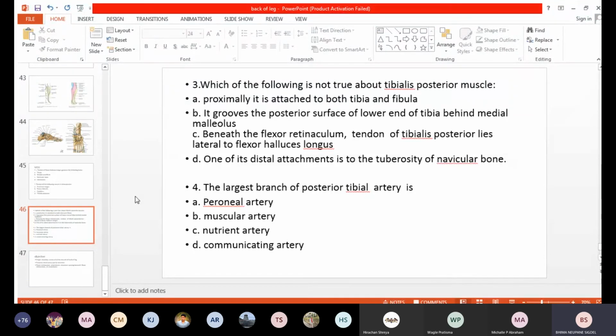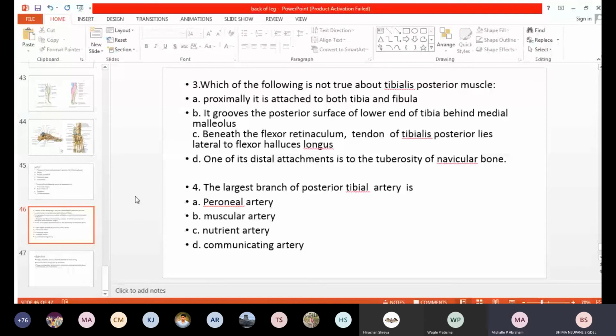Now you have to remember the structures passing beneath the retinaculum. So we have mentioned that from medial to lateral is the tendon of tibialis posterior, and then the flexor digitorum longus, and the artery, nerve and the flexor hallucis longus. So this is the wrong statement, right? Because the tendon of tibialis posterior is medial. So first, the most medial is the tibialis posterior tendon, then the digitorum, then artery, nerve, and the hallucis longus, the most lateral one. Okay, it's the wrong statement.